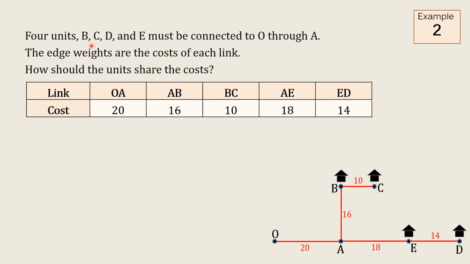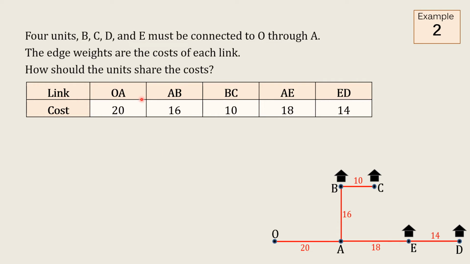There are 4 units, B, C, D, and E. Note A is not a unit, so it's not an agent. Only B, C, D, and E are the agents. And all of these 4 houses must be connected to this source O. Maybe this is the source of energy or water supply or something else. And so these are the possible links that must be established.